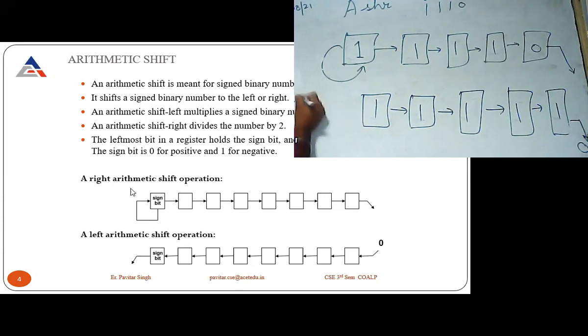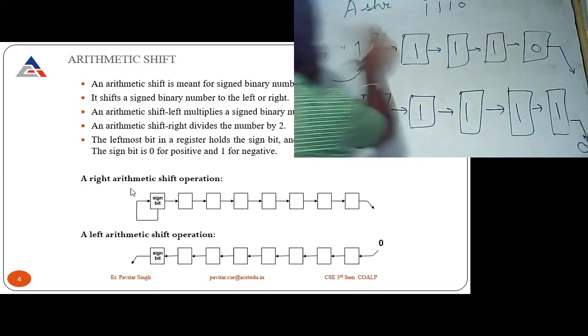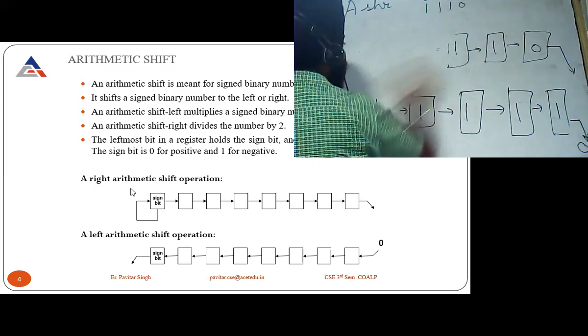I hope the concept is clear. Yes, sir, clear. So this is your ASHR.